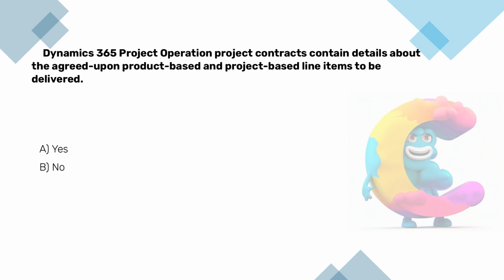In Dynamics 365 Project Operations, project contracts contain details about the agreed-upon product-based and project-based line items to be delivered. Is it correct? Okay, now pause the video here, have a bit of think, and then continue when you are ready. Yes, it is correct.